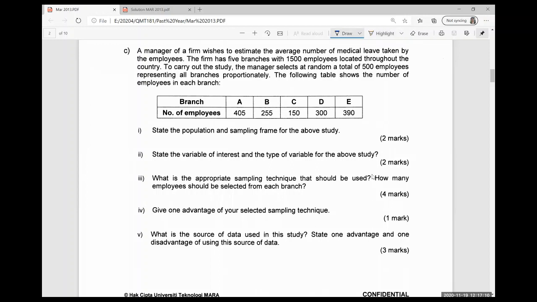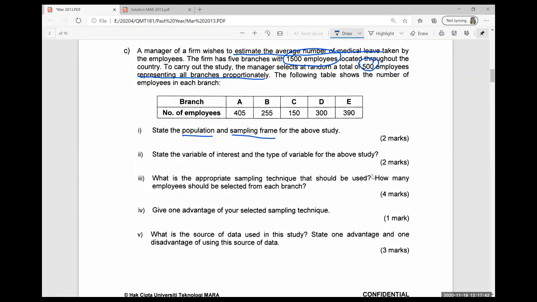So it says here representing all branches proportionately. Okay. So the numbers here, you have 500, and then you have the 15,000 employees. And then they want to estimate. So there's a word estimate, average number of medical leave. Those are some of the important items that you need to understand. So the first question asks you the population, and then they ask you for the sampling frame.